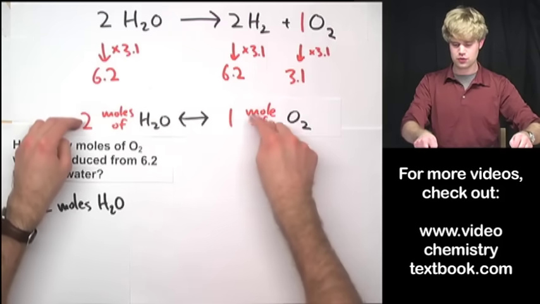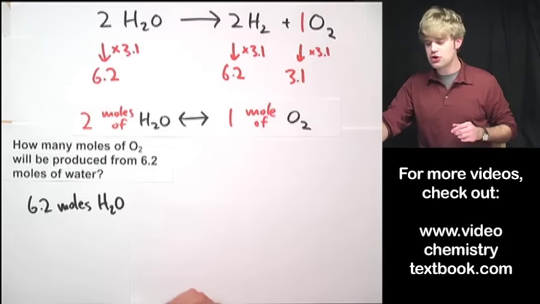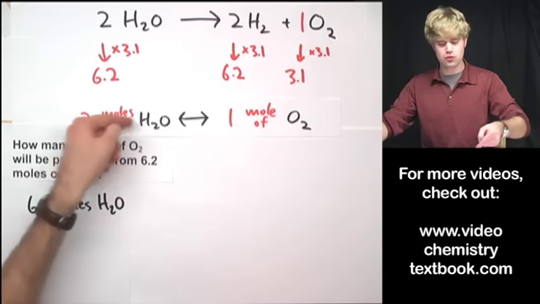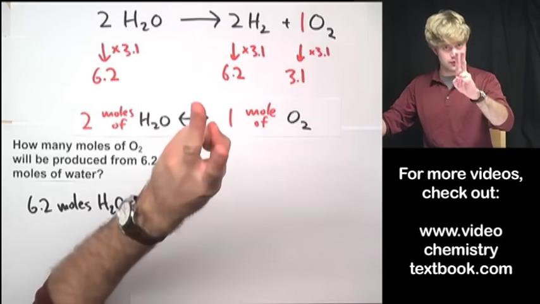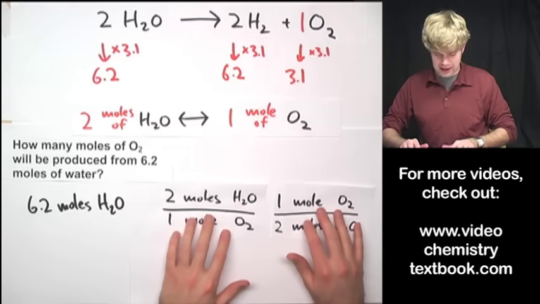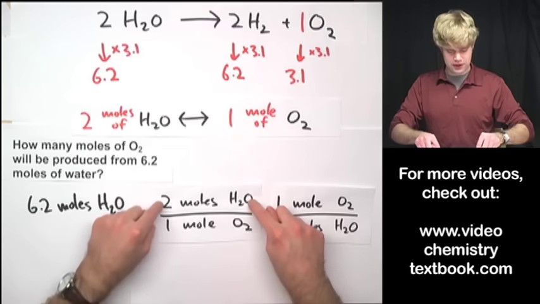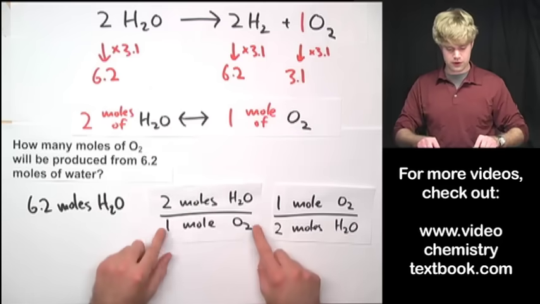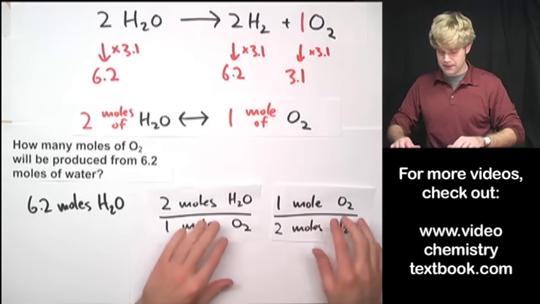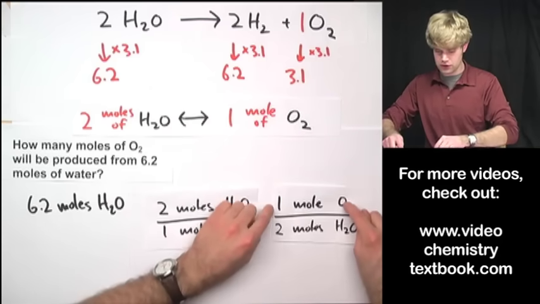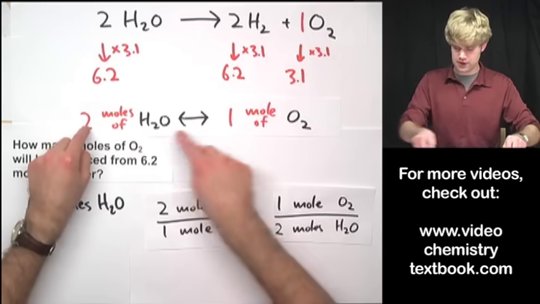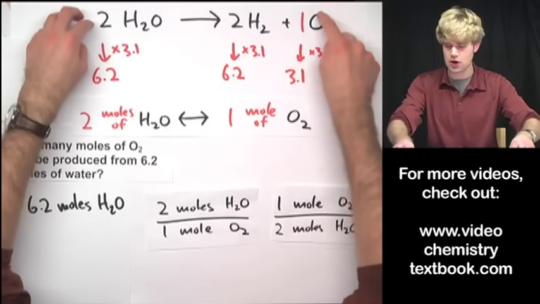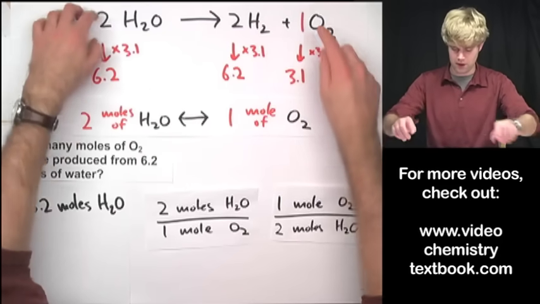We get this relationship, and I can use this to write a conversion factor. There are 2 different conversion factors that I can get from this. I can write 2 moles of H2O over 1 mole of O2. That's 1. Or I can flip it: 1 mole of O2 over 2 moles of H2O. And of course, I'm just getting the numbers from the chemical equation here, 2 and 1.